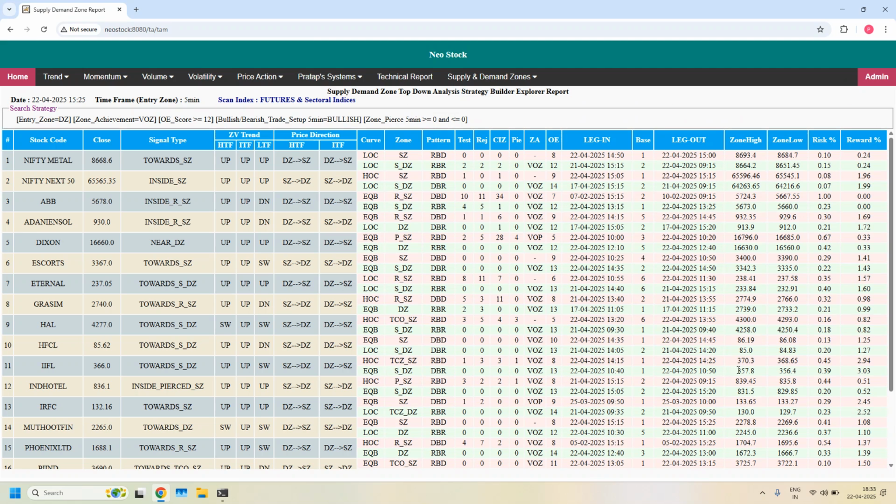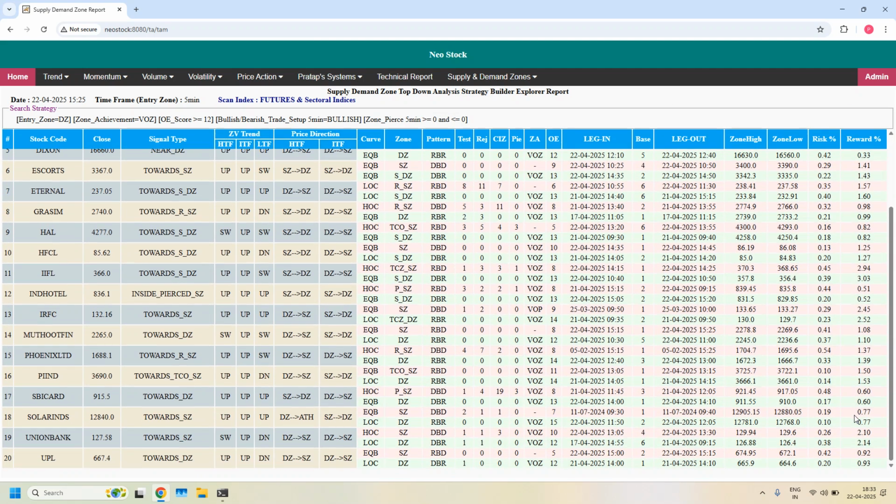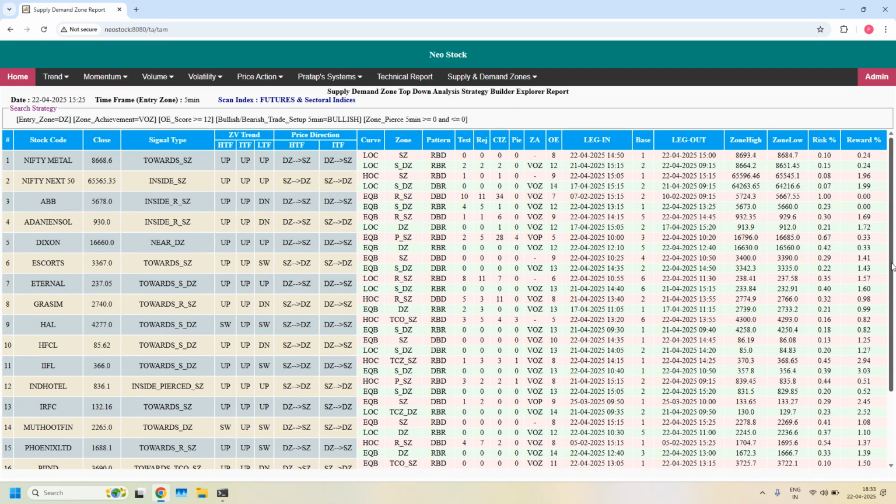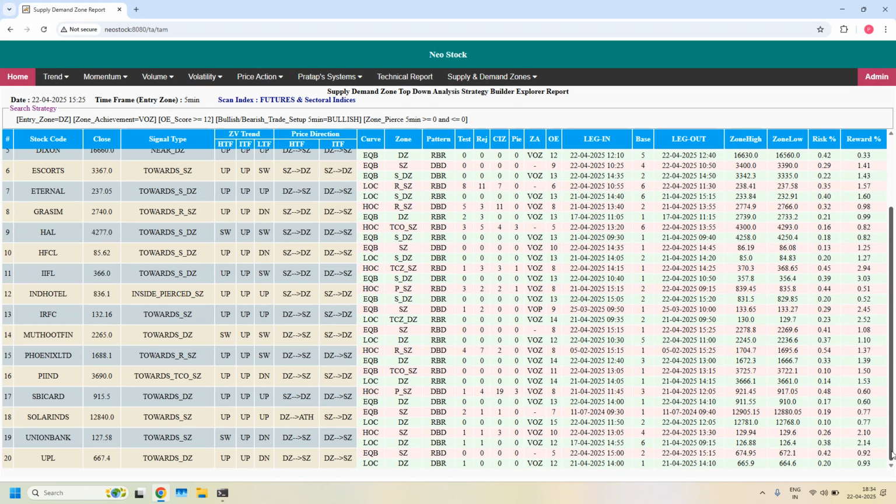With these filters, we got 20 stocks. So the first 15 stocks in the list are supporting bullish trade setup for hourly income trade. Entry time frames are 5 minutes demand zones. Scrolling the list down, so total 20 stocks are filtered.